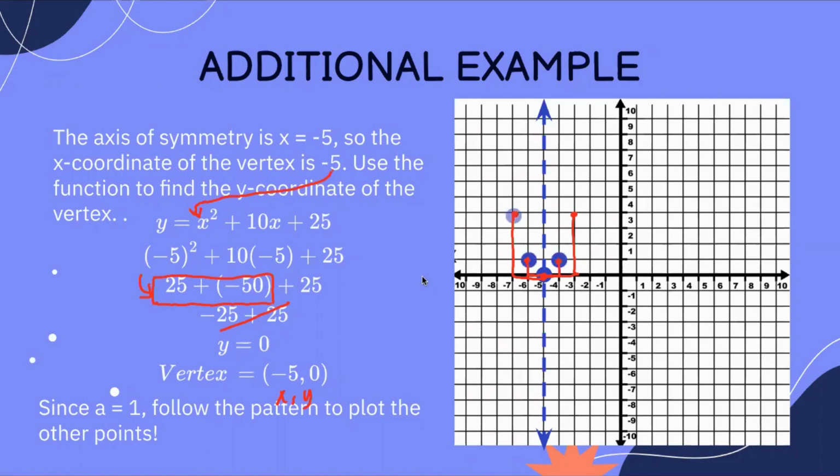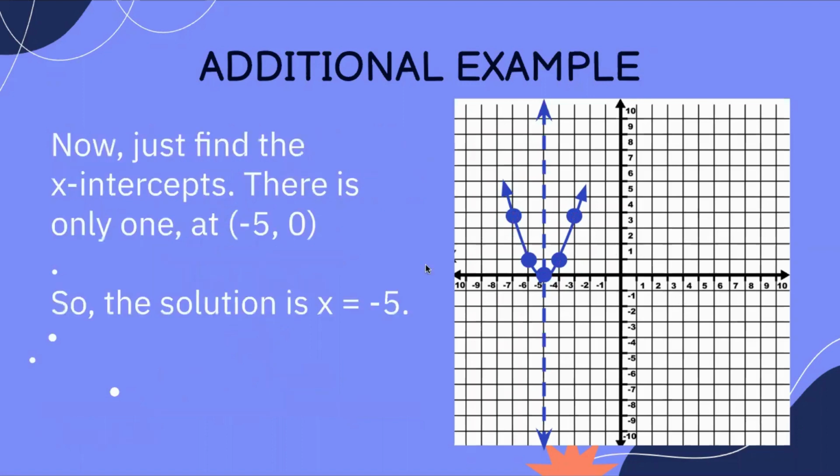And here is how your final graph will look. Once you've drawn your parabola, all you have to do is look at where it intersects the x-axis to find your solution. Again, like a previous example, our parabola only intersects the x-axis at one point, which is at -5, 0. So just taking the x value, your final solution would be x equals -5.